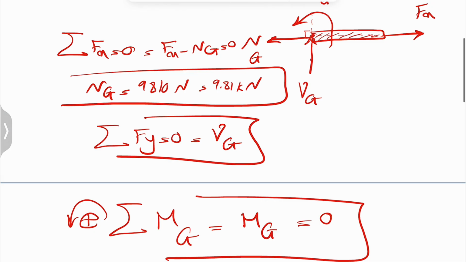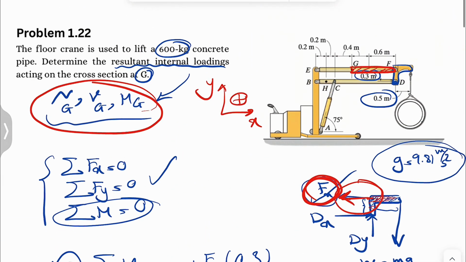So that's pretty much everything for this one. Hope everything was clear. Again, if we go with the left side of point G of this crane, it's going to be more complicated for us, because that way we have to deal with the forces applying at this point, whereas here we have a known force of the weight of the concrete pipe.